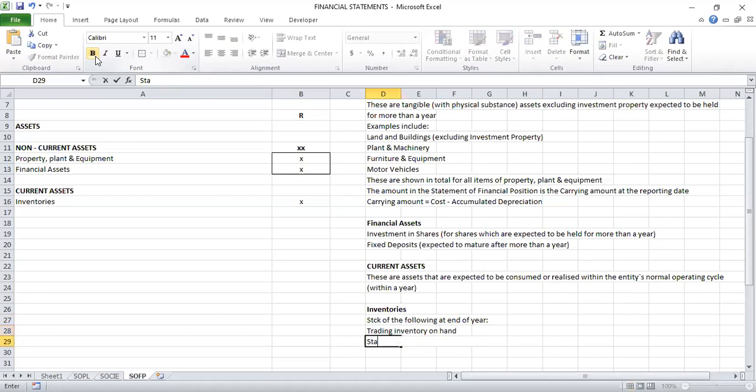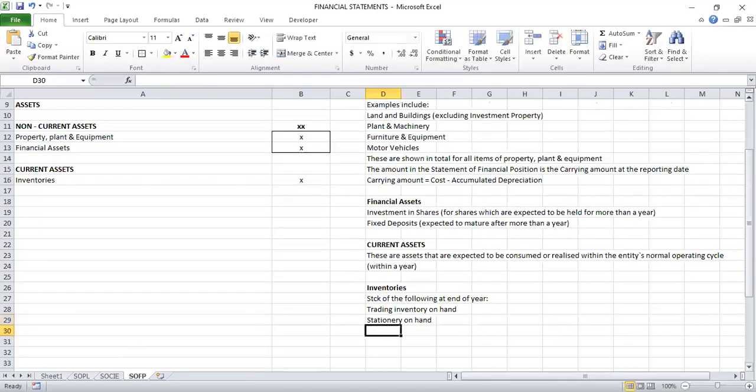Stationery on hand. Please note that we didn't say stationery. If it's just stationery, it's an expense. But the stationery that has not yet been used, which is still held at the end of the year, which will only be used next year, that's the one that we include here. Packaging material on hand. This can be paper bags, boxes, crates, which we are keeping, which have not yet been used at the end of year. Consumables on hand. So if all these items are in stock at the end of the year, these are what we call inventories.